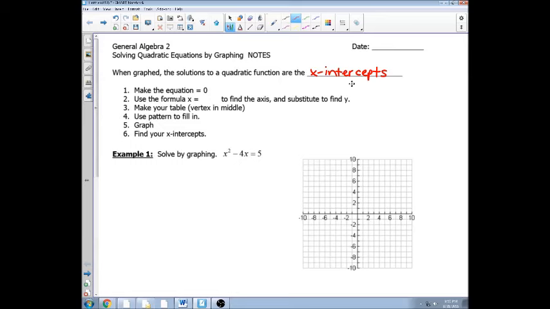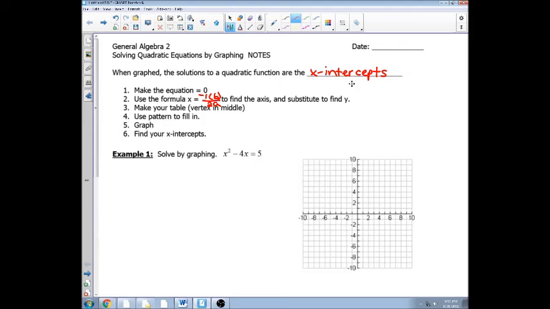The second step is to use the formula x is equal to negative 1 times b, or the opposite of b, over 2a. This is exactly the same thing we did in our last unit when we worked with standard form. So we're going to use that formula to find the axis of symmetry. Then we're going to substitute that x in to find our y.